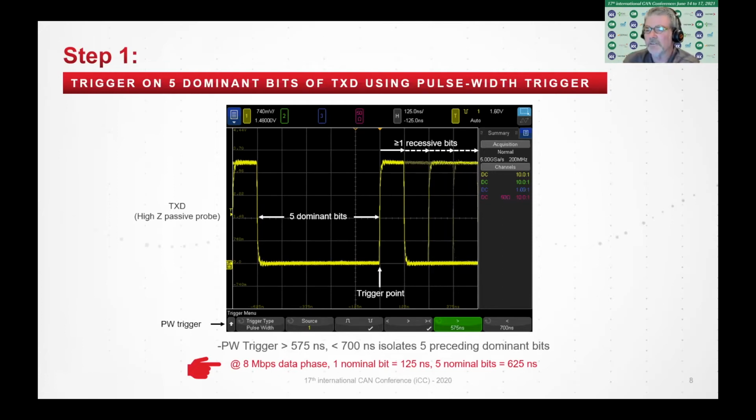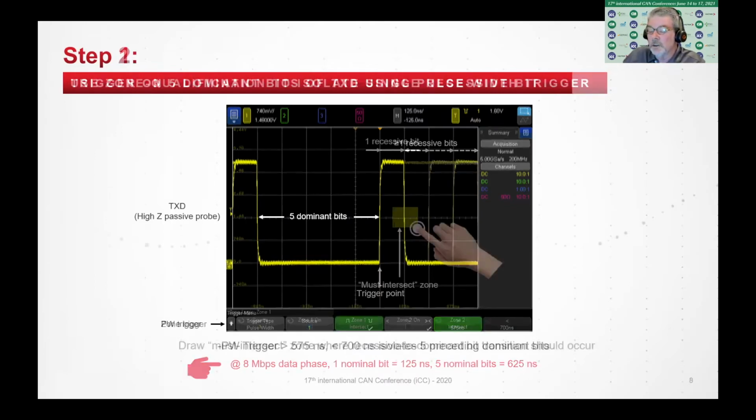But that's only half the story. As you can see up here, I have the scope scaled at 125 nanoseconds per division. Sometimes you get single recessive bits, but sometimes you get multiple: 2 bits, 3 bits, 4 bits, up to 5 bits. The next step is to use zone trigger.